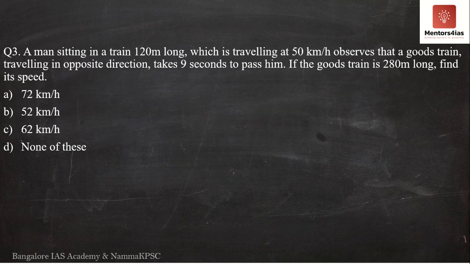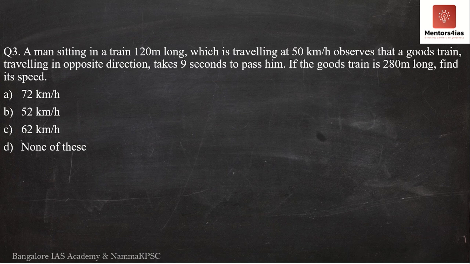Next question. Now the next question says a man sitting in a train 120 meters long, which is traveling at 50 kilometers per hour, observes that a goods train traveling in the opposite direction takes 9 seconds to pass him. If the goods train is 280 meters long, find its speed. Now, here, please don't get confused. Read the question once again.